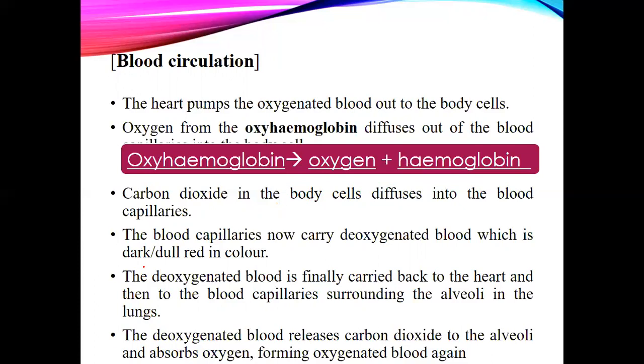So the blood capillaries now carry the oxygenated blood, which is dark, dull red in color. The deoxygenated blood is finally carried back to the heart and then to the blood capillaries surrounding the alveoli, where it releases carbon dioxide to the alveoli and absorbs oxygen, forming oxygenated blood again. So the process repeats itself.